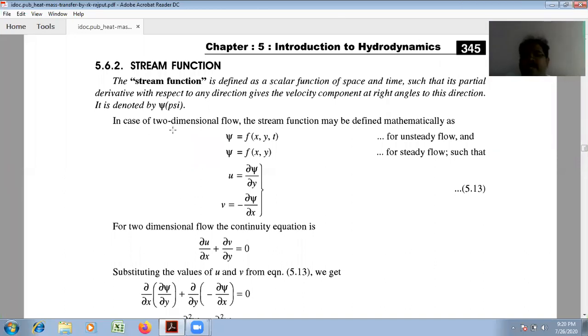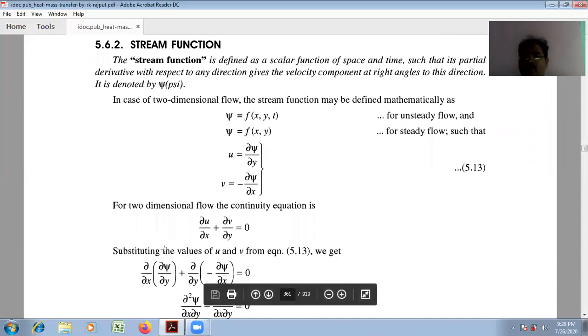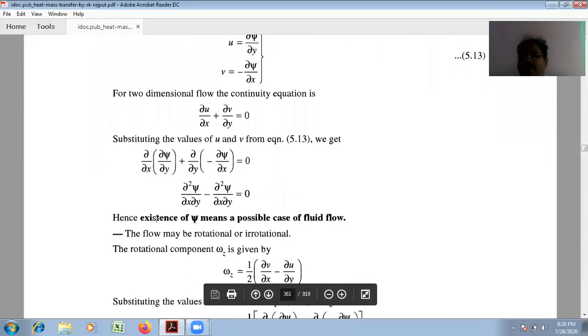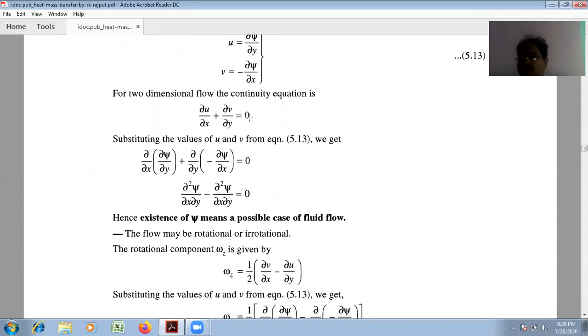In the case of two-dimensional flow, the stream function may be defined mathematically as ψ is a function of x, y, and time t for unsteady flow, and ψ is a function of x and y for steady flow, such that u is equal to ∂ψ/∂y and v is equal to −∂ψ/∂x. For two-dimensional flow, the continuity equation is ∂u/∂x plus ∂v/∂y is equal to 0.